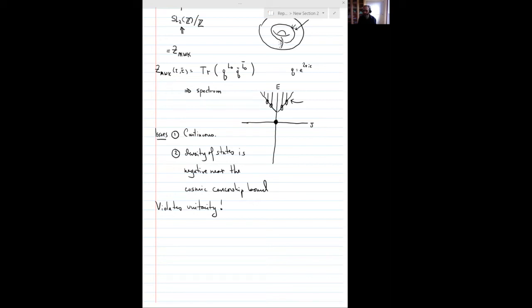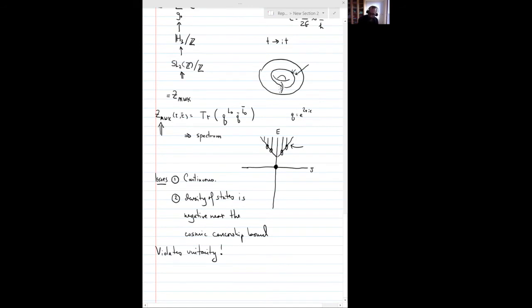How do I extract the density of states? Well, I have a partition function here, which is the integral of the density of states times q to the L0, q bar to the L0 bar. I extract the density of states by doing an inverse Laplace transform.